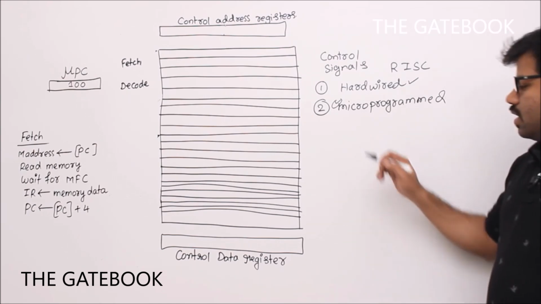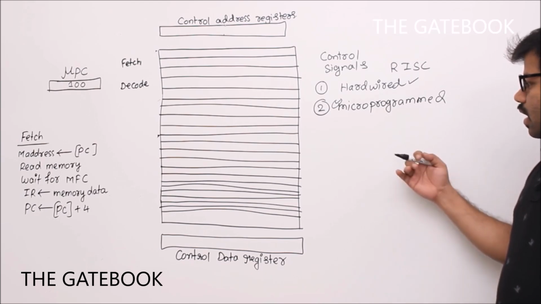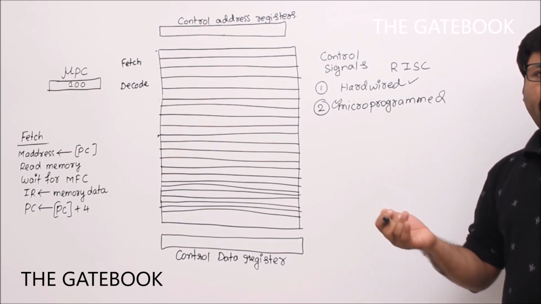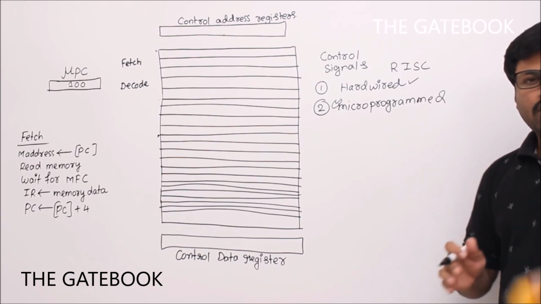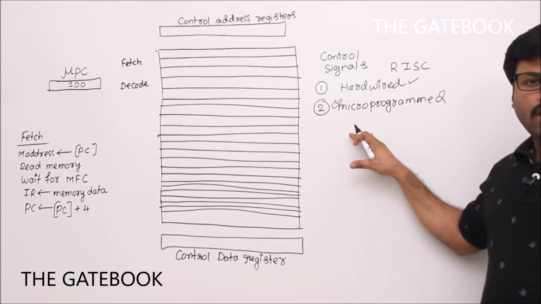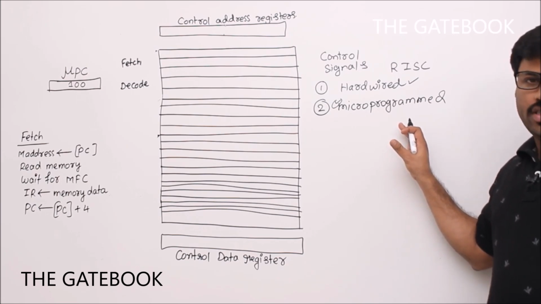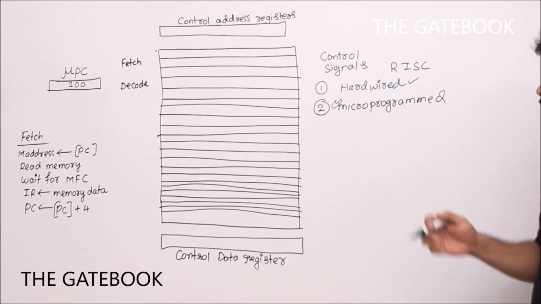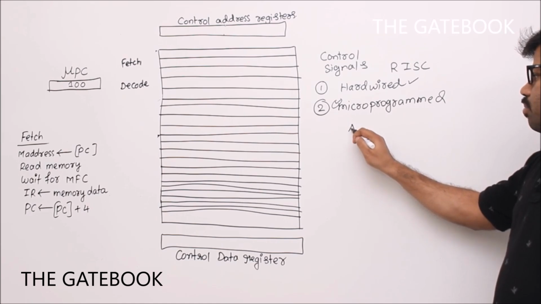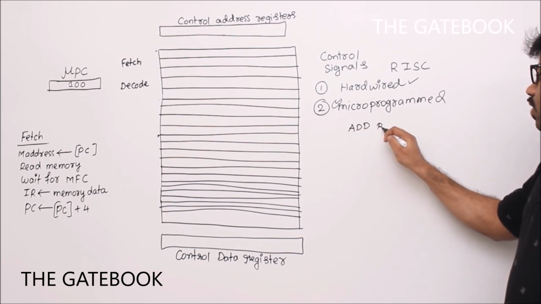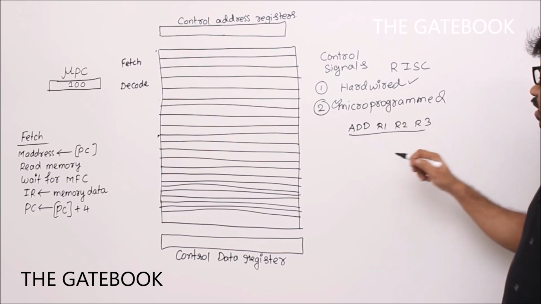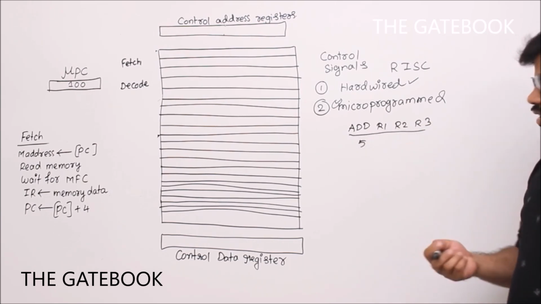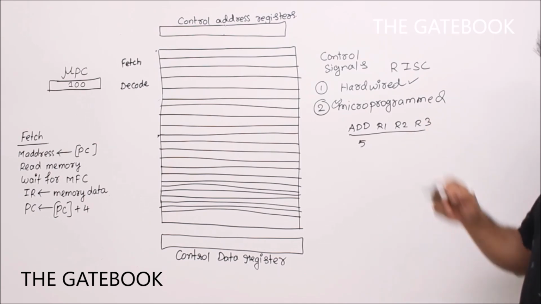Especially in CISC kind of instruction sets, the number of operations is highly variable. We can't divide the work into 5 parts. Some instructions might take 5 units, some might take 10 units, some might take 7 units. For example, a simple instruction, add R1, R2, R3. It is a RISC kind of instruction, so it takes only 5 stages. We can design a 5-stage system.